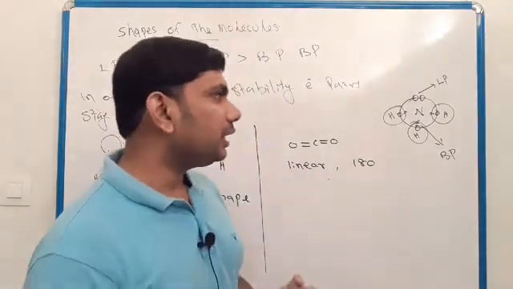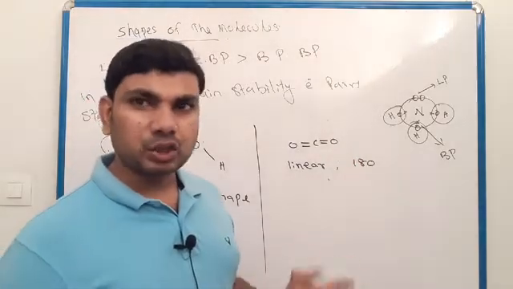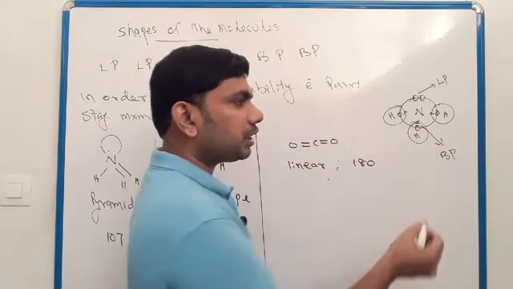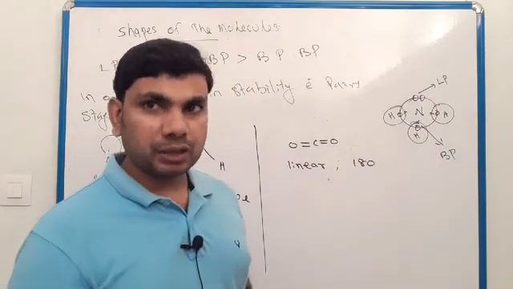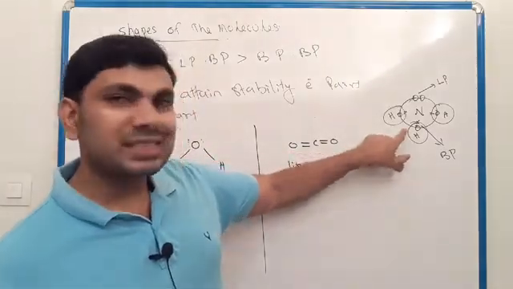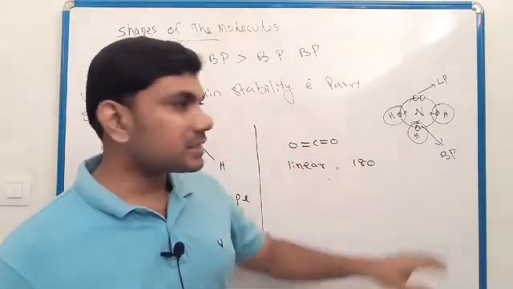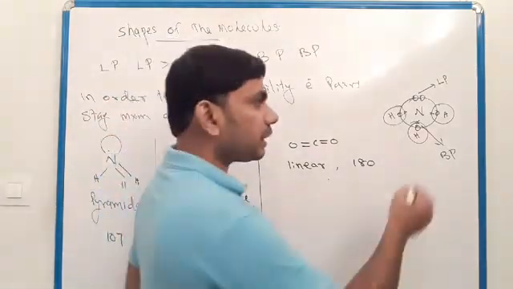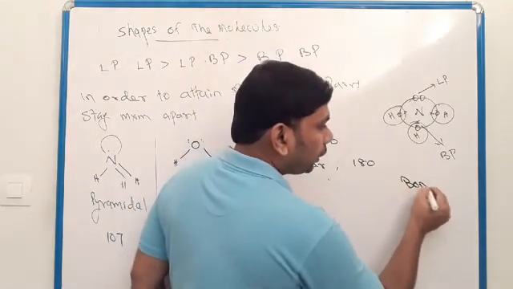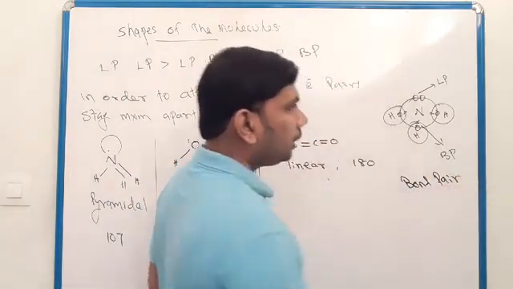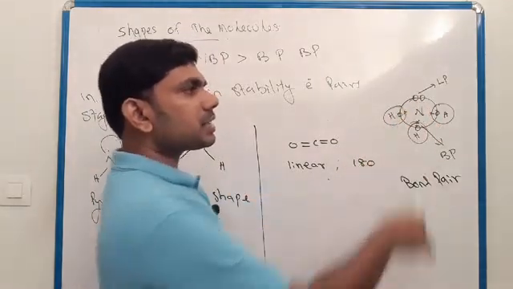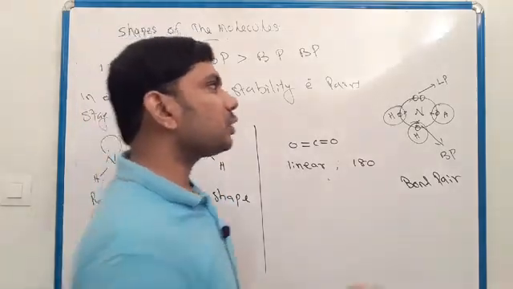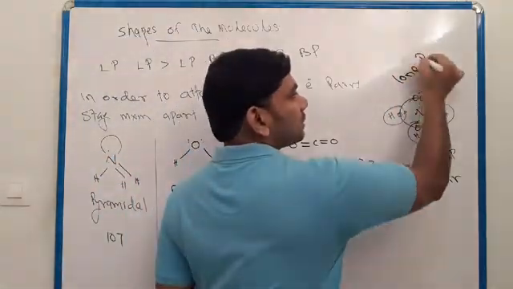In NH3 there are two different types of electron pairs. Here nitrogen and hydrogen share one pair of electrons. This pair of electrons involves chemical bonding. Such types of electron pairs are called bond pair electrons. This type of electron pairs are bond pair electrons. And here this electron pair does not involve chemical bonding. This type of electron pairs are called lone pair electrons.